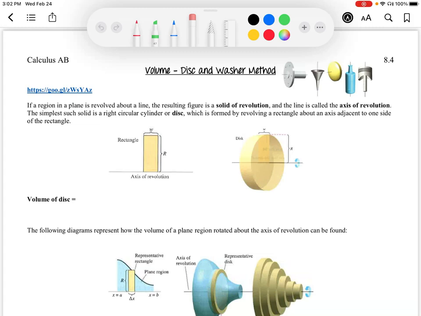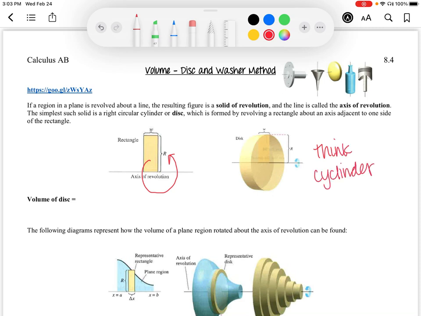Hey guys, so today we're looking at 8.4, which is going to talk about volume, specifically the disk and washer method. So if a region on a plane is revolved about a line, the resulting figure is a solid of revolution. What we're doing is taking this rectangle here and rotating it around the axis, and it ends up making this cylinder shape right here.